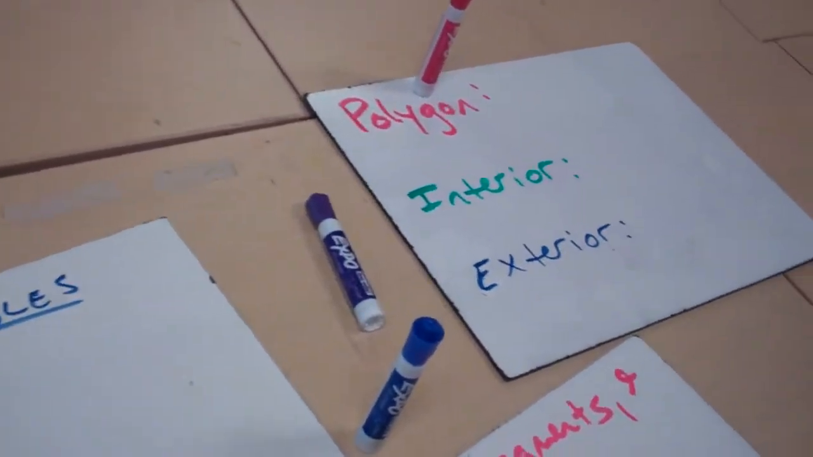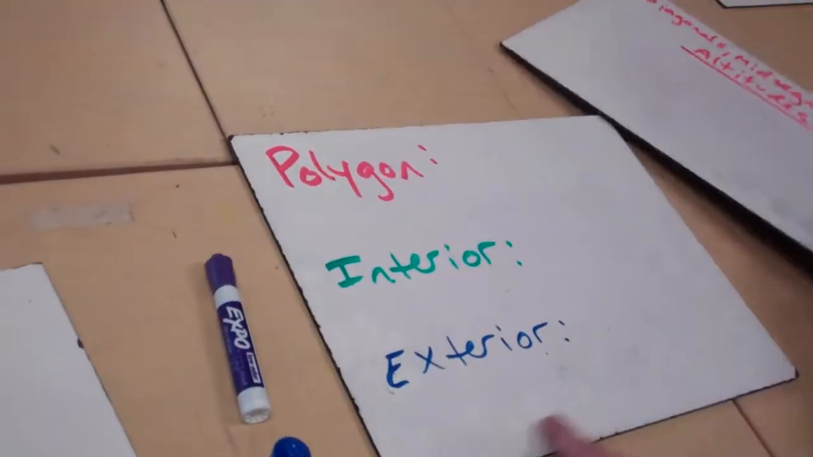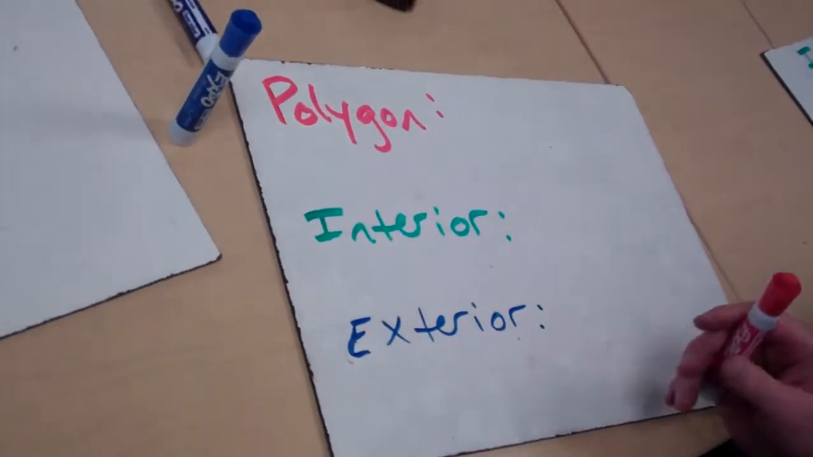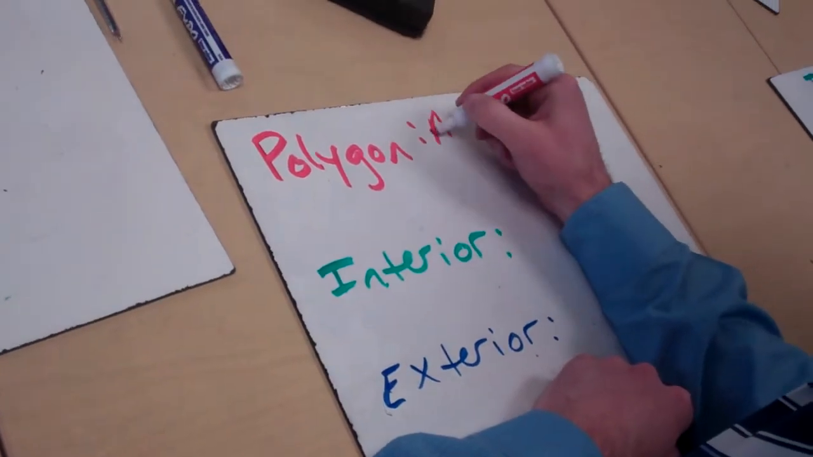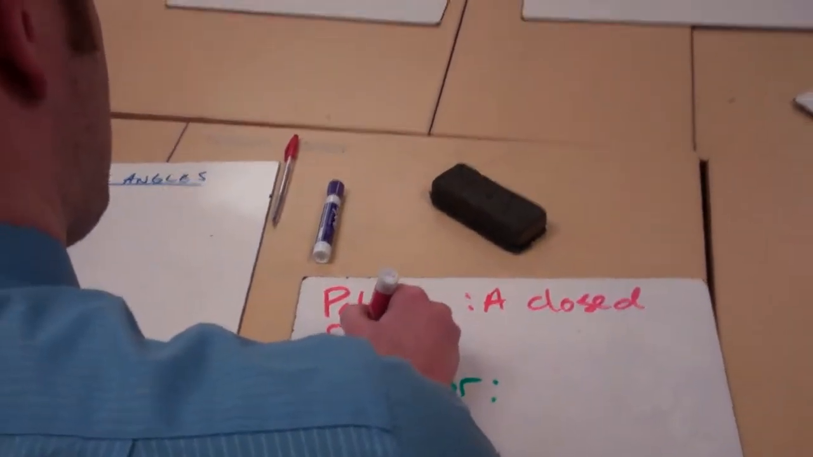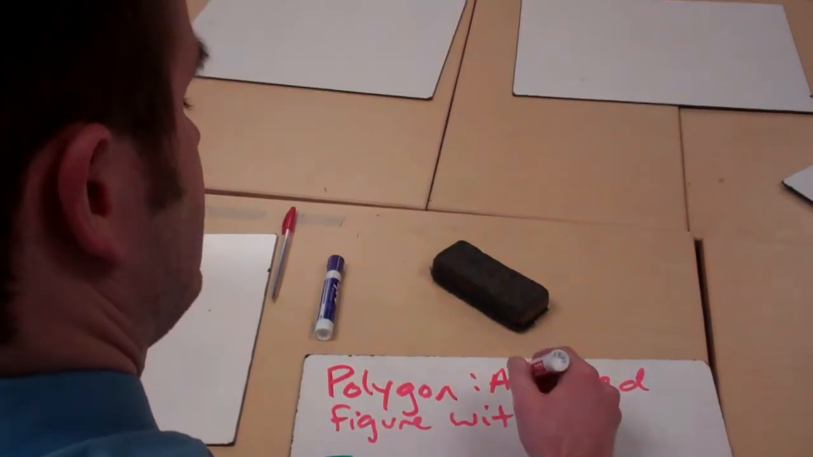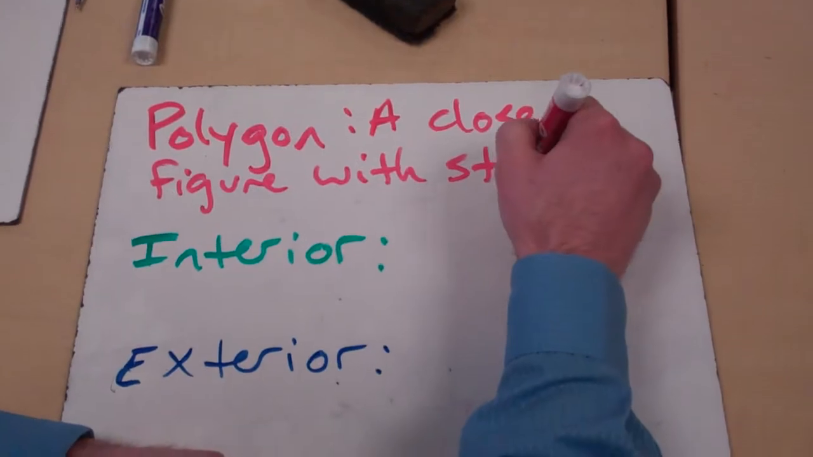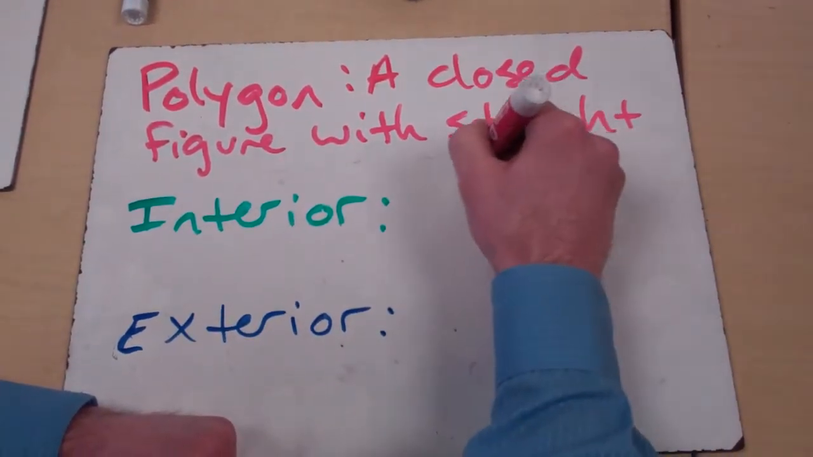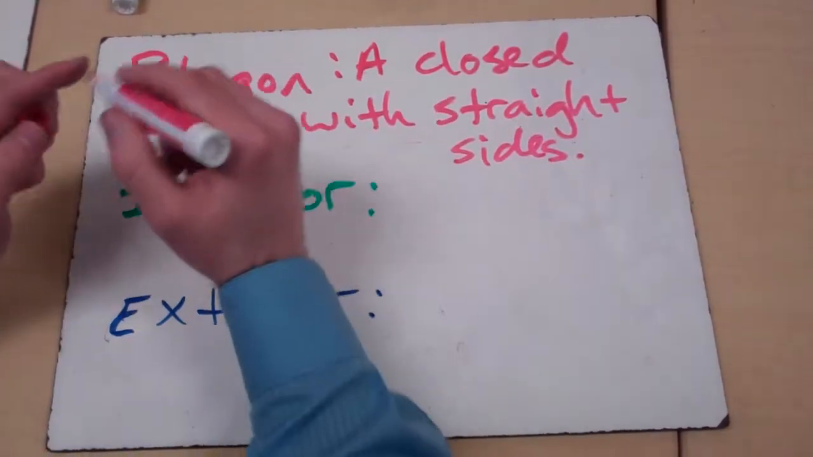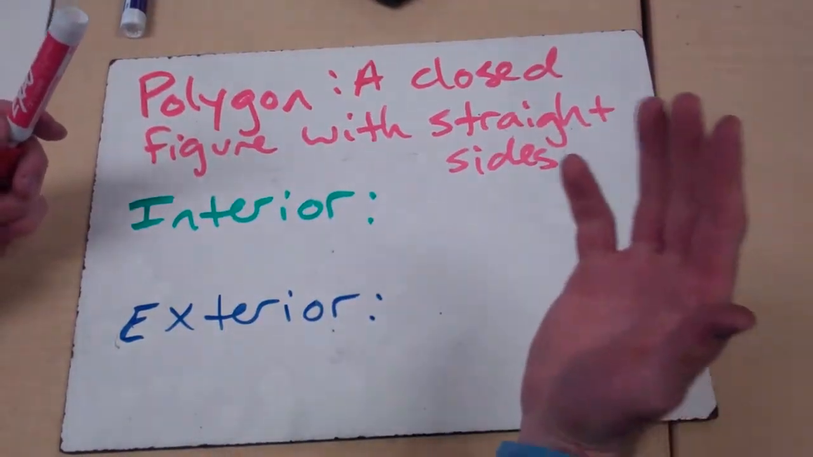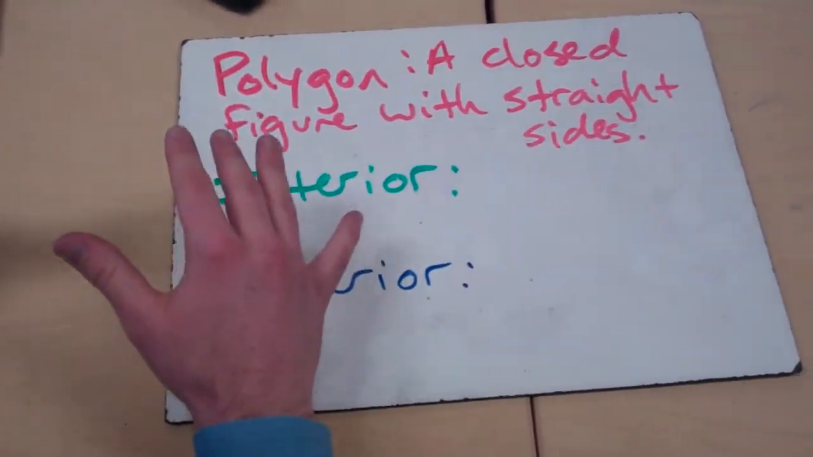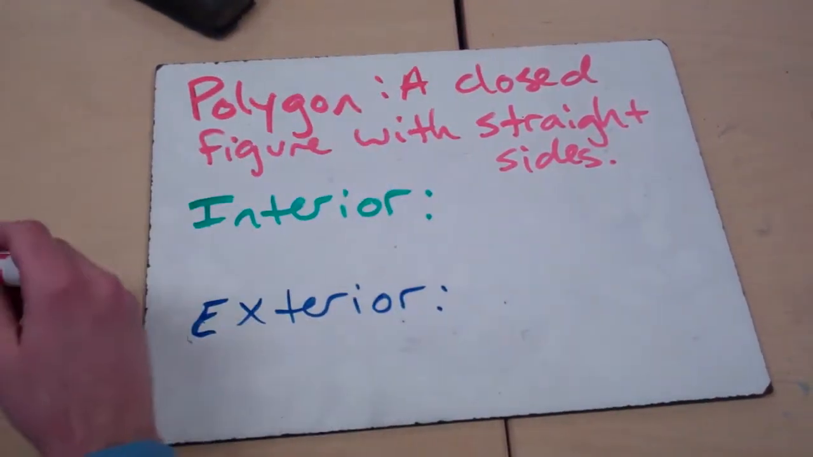Thank you. No problem. All right, our first word is polygon. We hear the word all the time, but we really need to know what it means. A polygon is a closed figure with straight sides. Squares, triangles, rectangles, stars, pentagons, hexagons. Anything you see with straight sides and is closed up is a polygon.